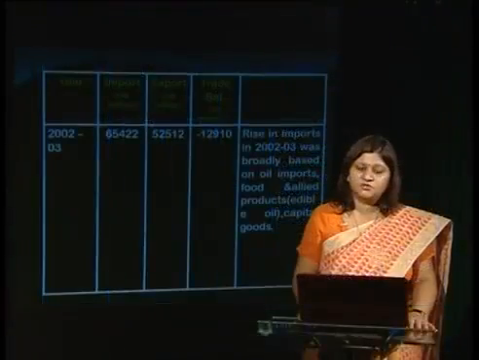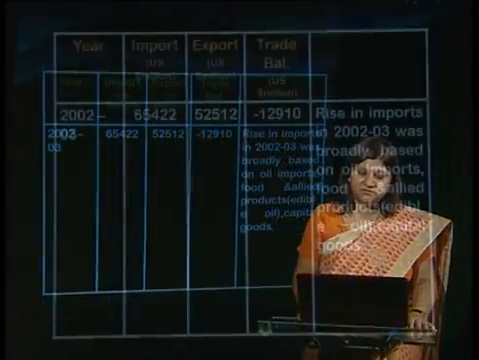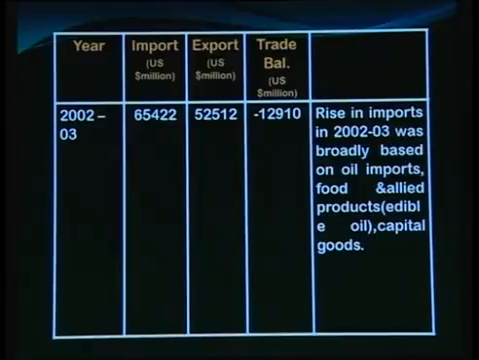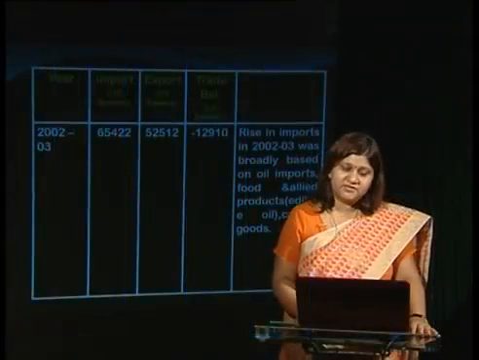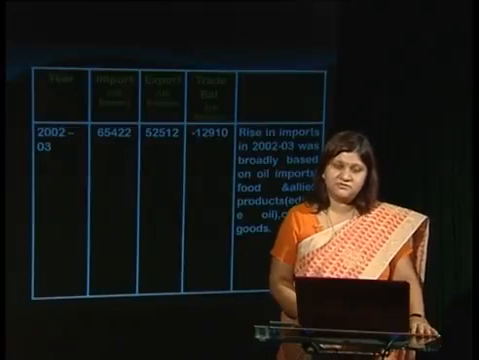Let us evaluate the situation in 2002 and 2003. Imports were 65,3 $1,422 US million, while exports were 52,512. Again we have seen a deficit. The rise in imports in 2002-03 was broadly based on oil imports, food and allied products, edible oils and capital goods. Majorly we have seen a rise in imports on account of oil imports. So again we have seen a trade deficit in the year 2002 and 2003.